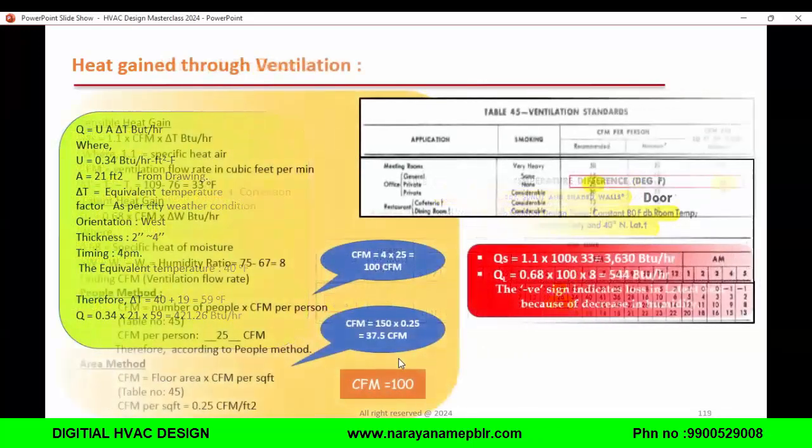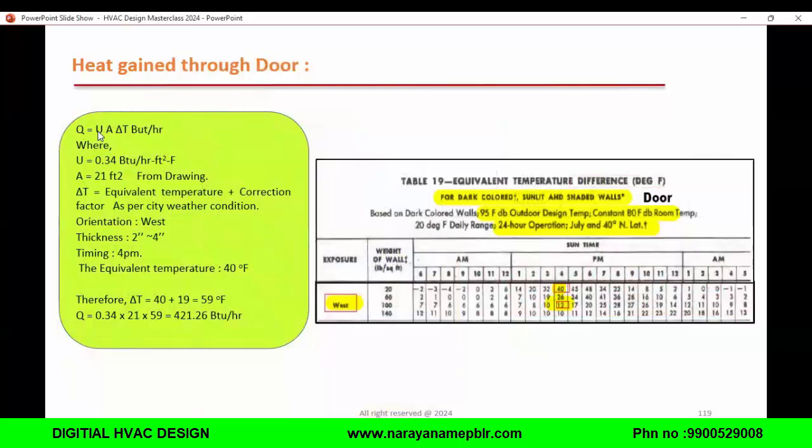Now similarly for the door: U A del T. U value we already have for the door. A you know, 7 by 3, and del T is equivalent temperature plus correction factor. So wall and door are almost the same. And window, if you have a glass partition, that is one category. Based on this, my correction factor anyhow is 19, 12, equivalent temperature you will find out 40, and you get this value. Clear?